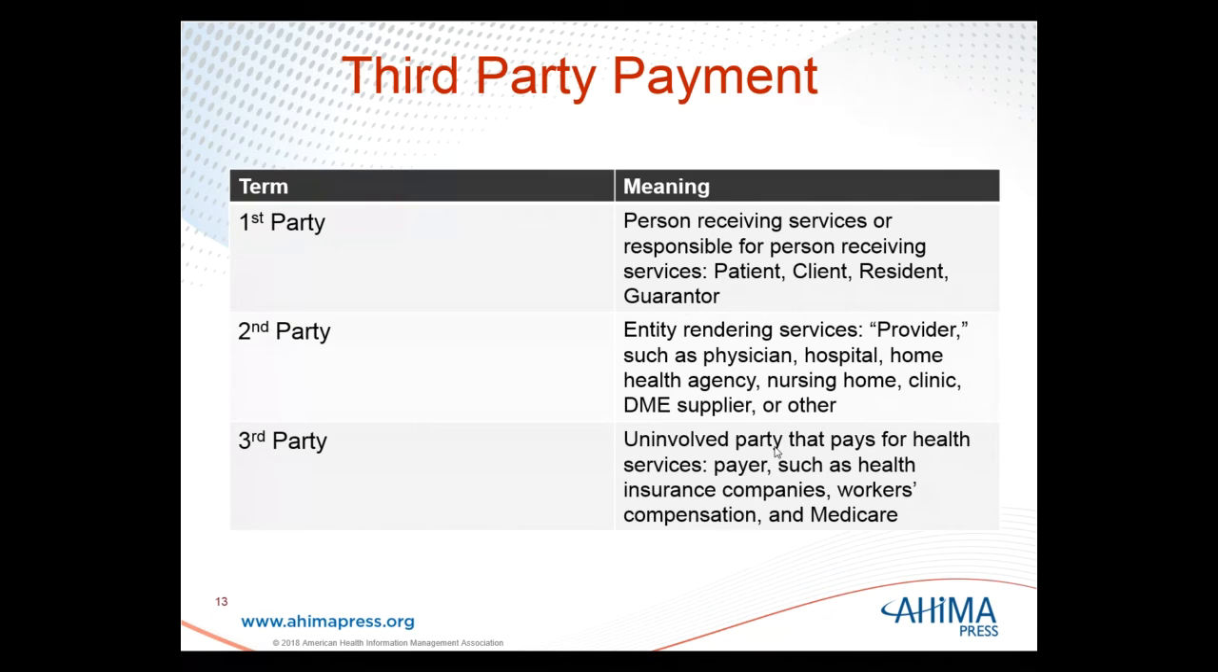known as the guarantor. Second is the entity that is providing those services. They're the provider. Could be a physician, hospital, home health, nursing home, clinic, or DME provider. And then the third party is an uninvolved party that pays for health services. Could be health insurance, workers' comp, or Medicare. If it's self-paid, then they would pay their entire bill. It's important to know the different parties and be able to pick out who is who.